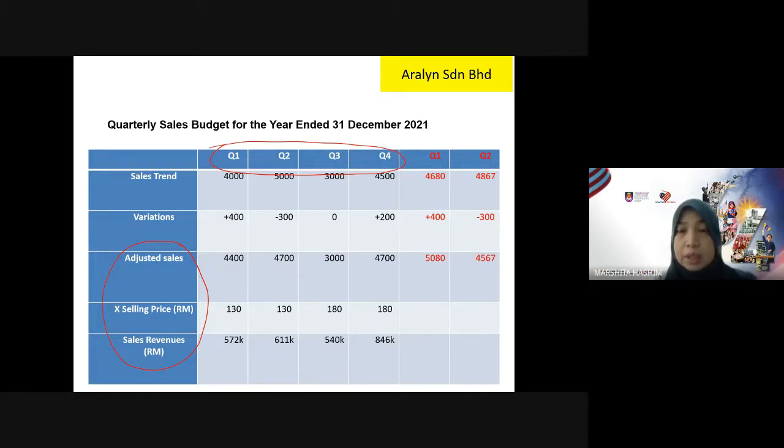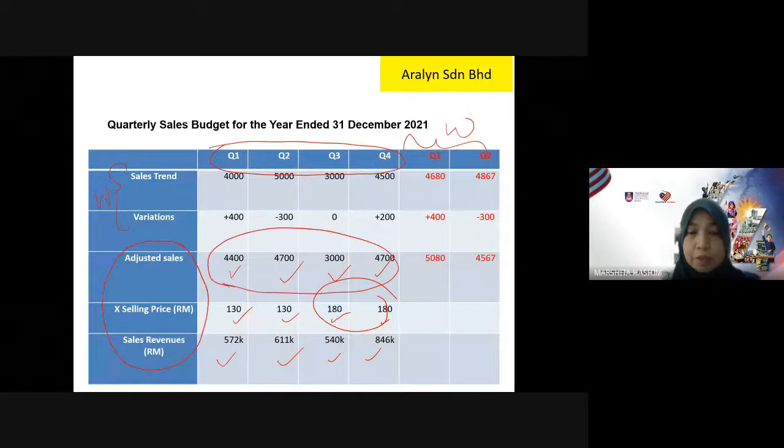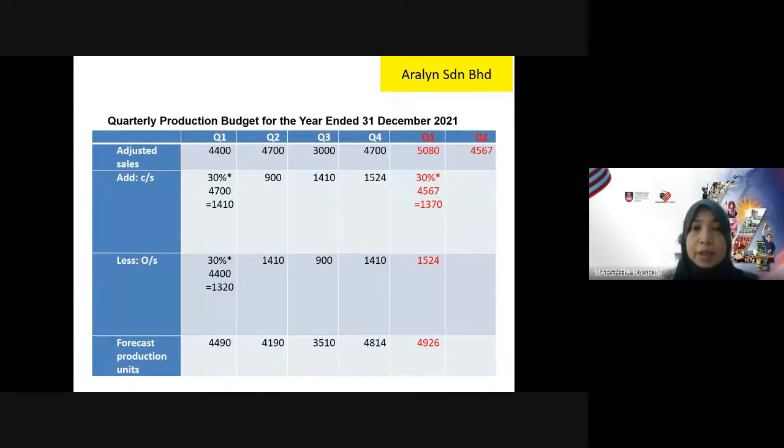Other than that, the ones in red color are actually our workings. This one is workings. This part is also workings. So make sure you show adjusted sales and selling price. Your selling price increase, and then calculate your sales revenue. Next, production budget. From this figure, we transfer to the production budget, adjusted sales.